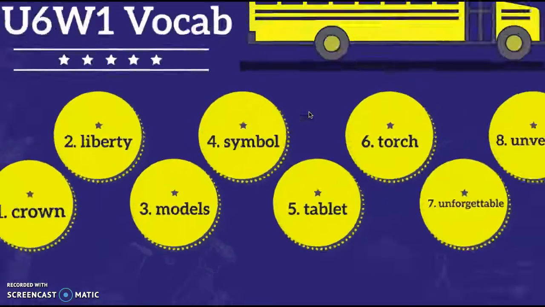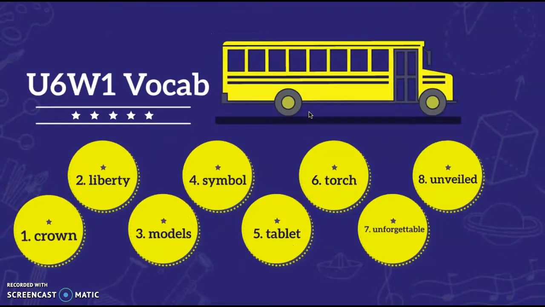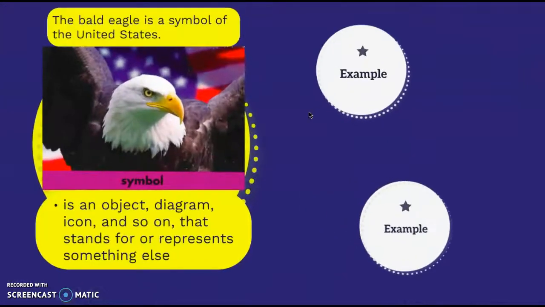Okay, good. We are moving on to number 4, symbol. The bald eagle is a symbol of the United States. Let's say the word together. Symbol. Symbol is an object, diagram, icon, and so on that stands for or represents something else. So this is a symbol for the United States. We know that this is the national bird. It is the bird that represents all of United States. They're protected by us, but it is also our symbol of liberty or freedom as we learned.